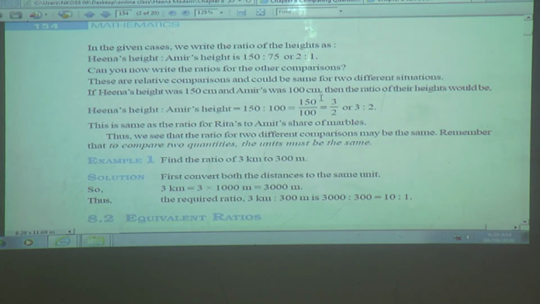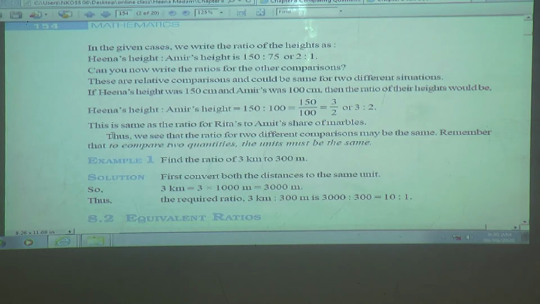Suppose it is 100 centimeter, then what will be the ratio of the height of Hina and Amir? The ratio of their heights would be Hina's height to Amir's height. Hina's height is 150 centimeter and Amir's height is given as 100 centimeter. The ratio, which we write in fraction form, is 150 upon 100. Reduce it if it is possible, and after the simplification the fraction is 3 upon 2, which is nothing but 3:2.